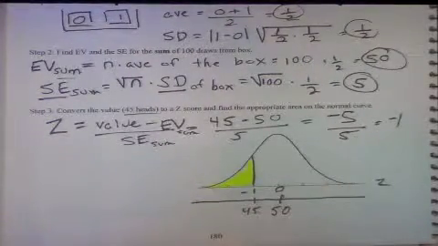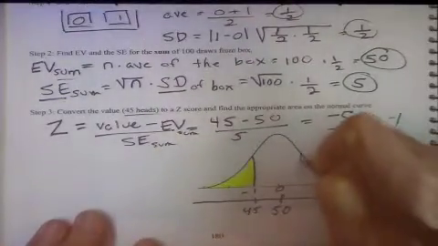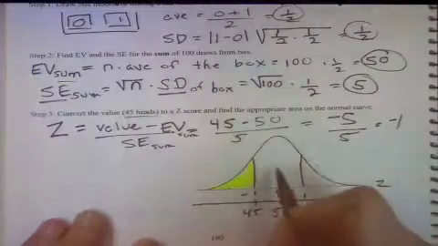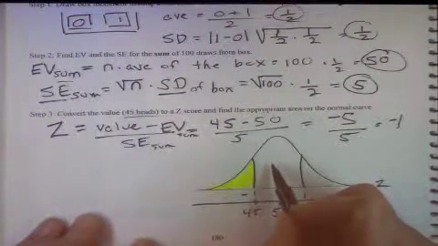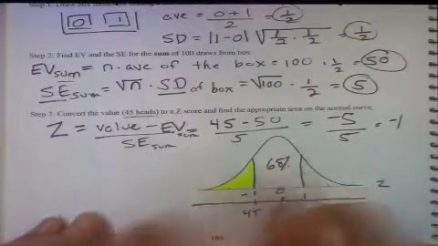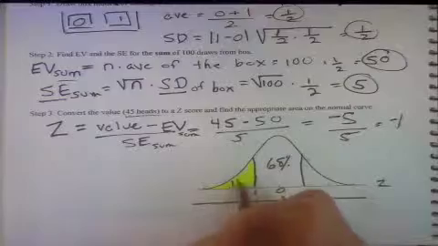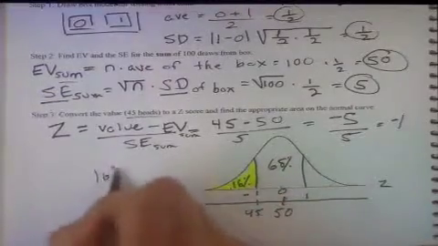And what is that area? Do you remember between 1 and -1 on the normal curve is what? Shout it out so I know you know it. 68%. So the two tails together are 32%. So this has got to be 16%. And that is our answer.